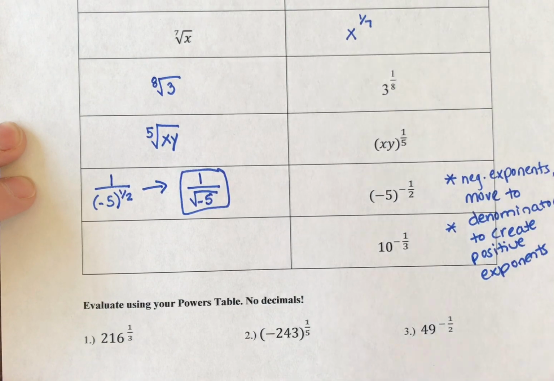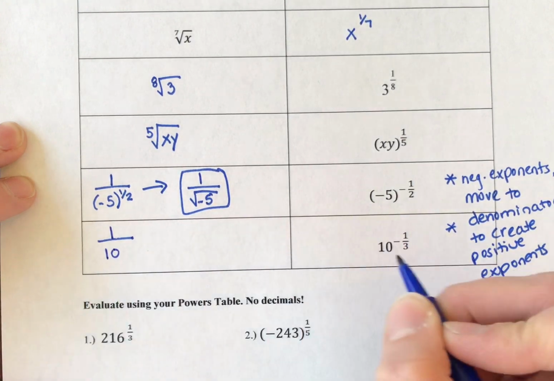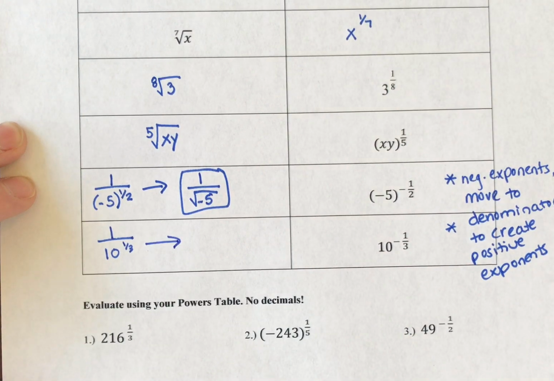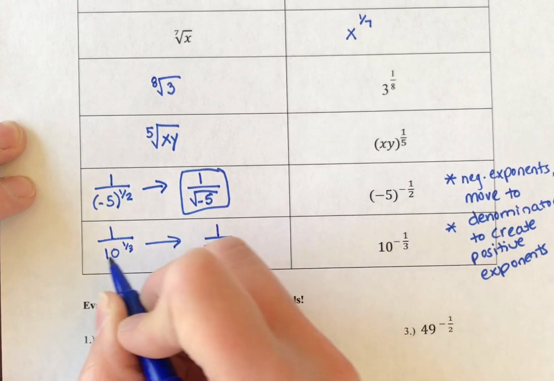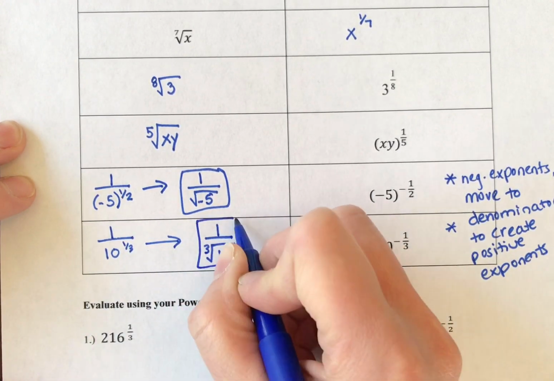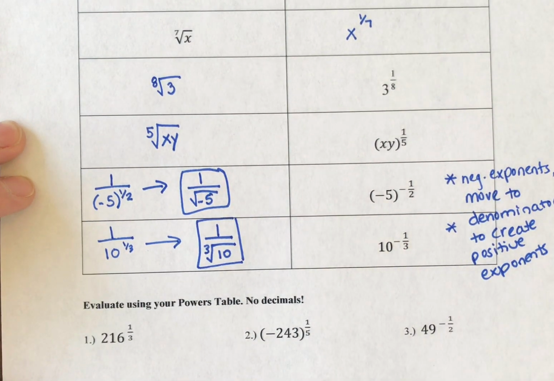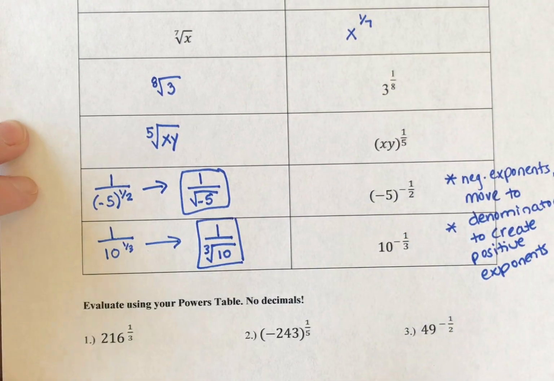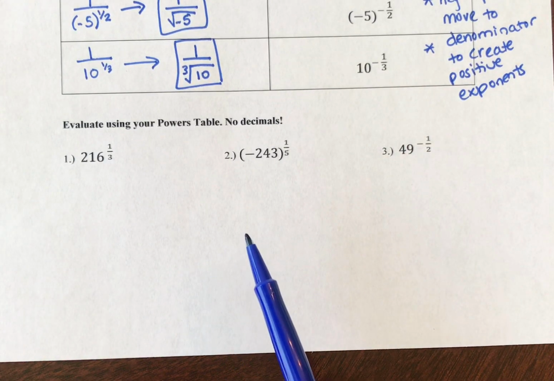10 to the -1/3. Well, I'm going to start by moving 10 to the -1/3 down to the denominator, so that becomes 10 to the positive 1/3. Then I can rewrite 10 to the 1/3. 3 is the denominator, so that is the cube root of 10. So my final answer here is 1 over the cube root of 10. Basically, anytime you have a negative exponent, your answer will be a fraction, and that radical will be in the denominator.